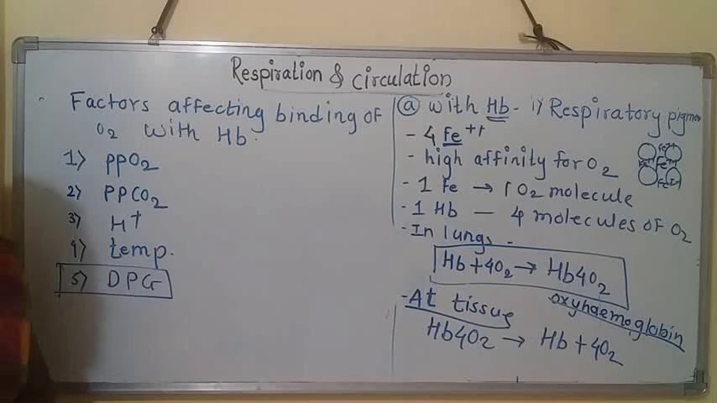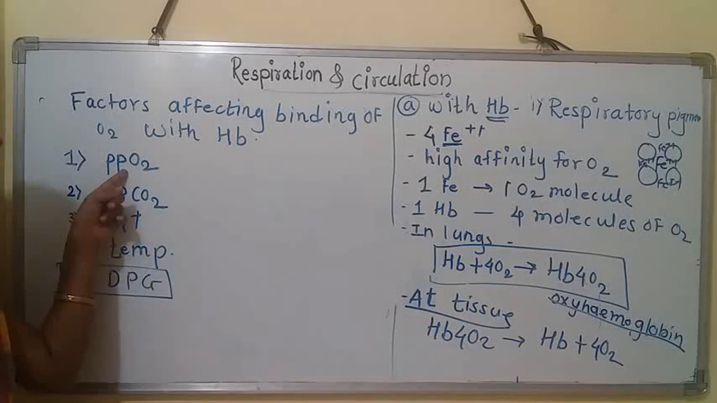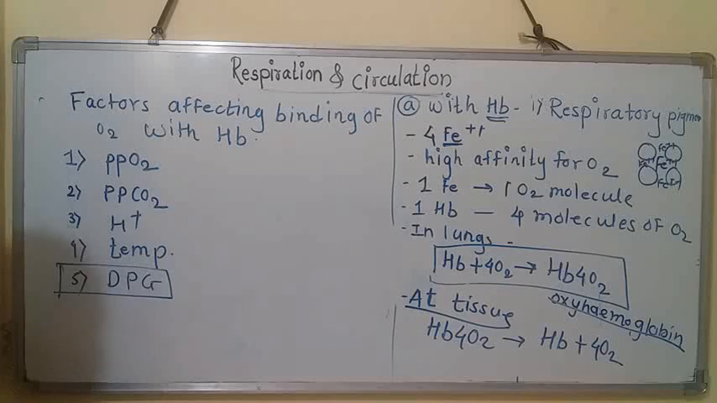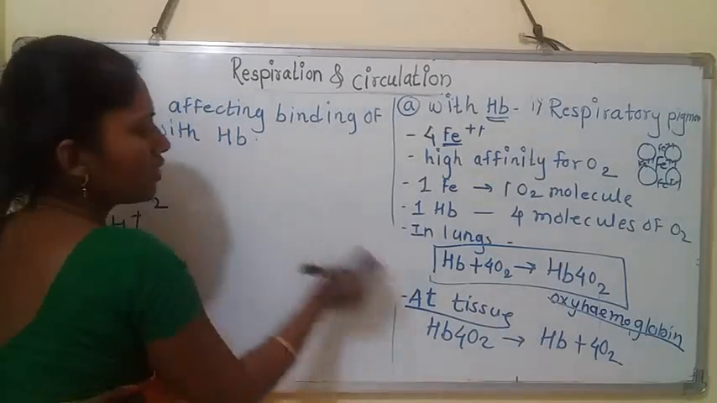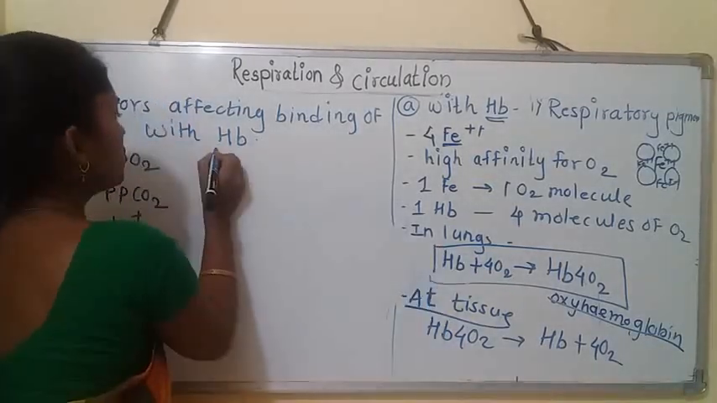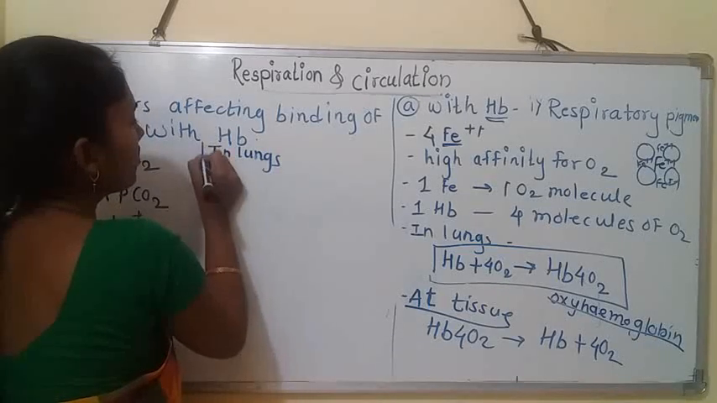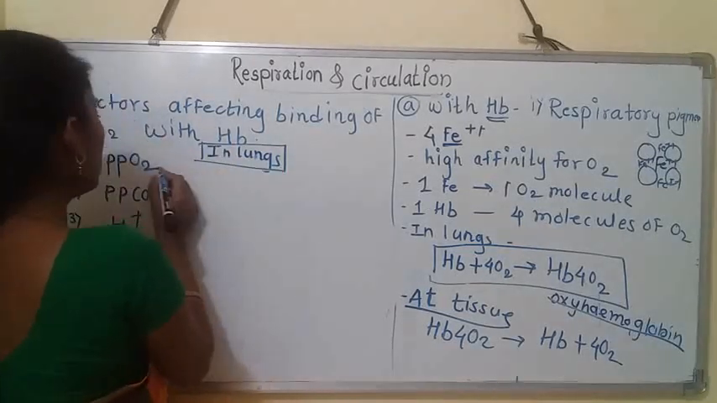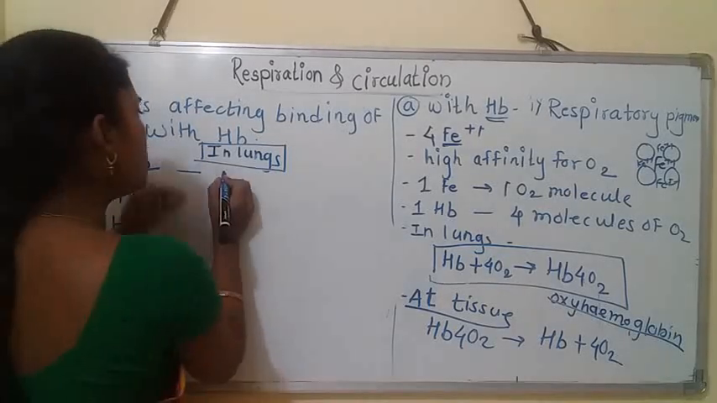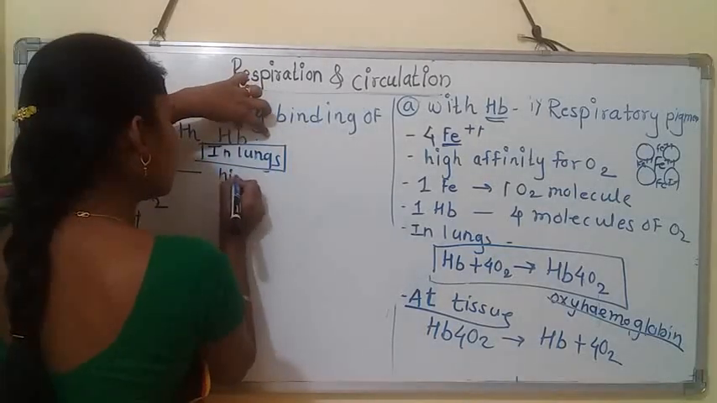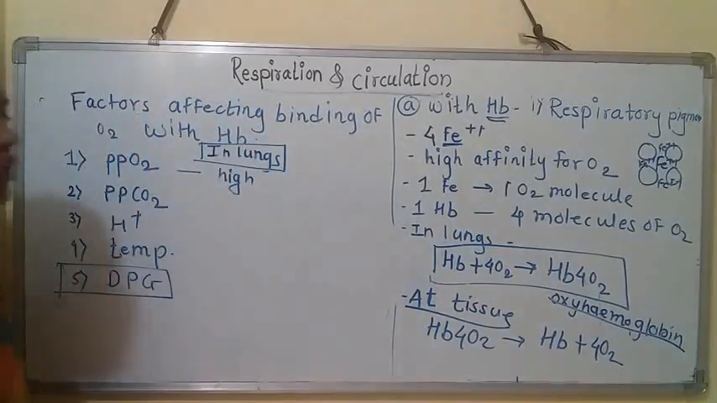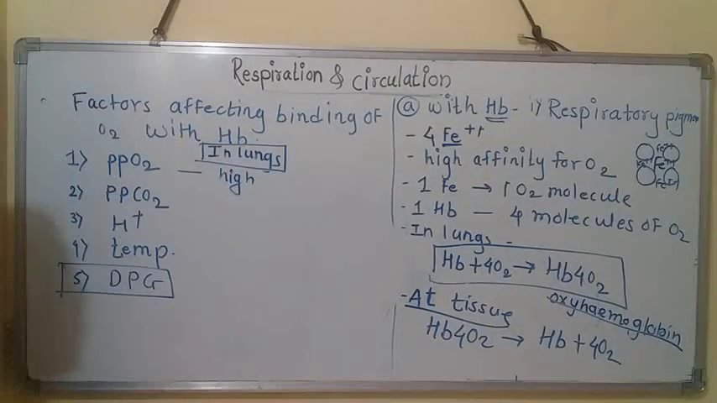So how do these factors affect? One is partial pressure of O2. It is most important. There are 2 locations where we are going to learn, in lung and in tissue. So in the lungs, partial pressure of oxygen is very high. Therefore, affinity between hemoglobin and oxygen is also very high.